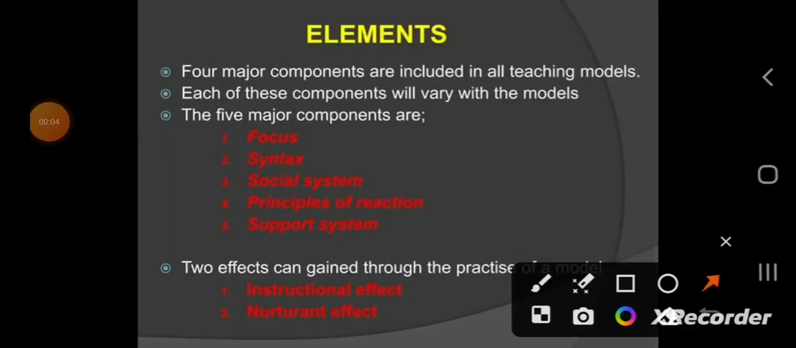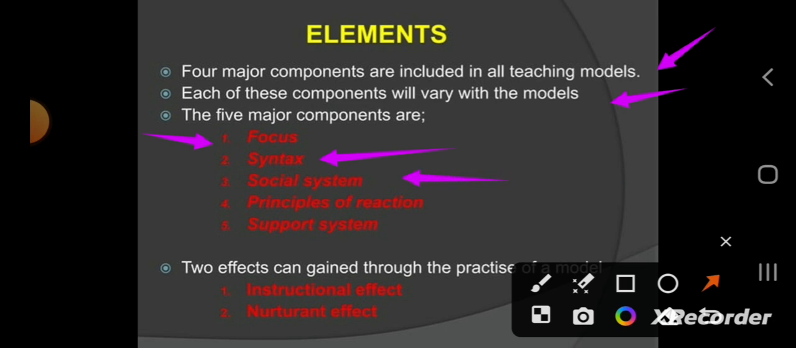Elements. Four major components are included in all teaching models. Each of these components will vary with the models. The major components are focus. This defines the central aim or purpose of the model. It determines what the teaching model aims to achieve and how it aligns with educational goals. Syntax. This refers to the structure or sequence of activities within the model. It outlines how the instructional procedures and tasks are organized and implemented.